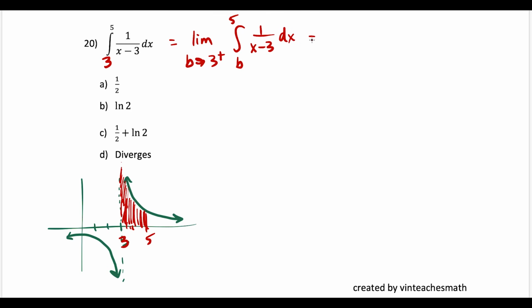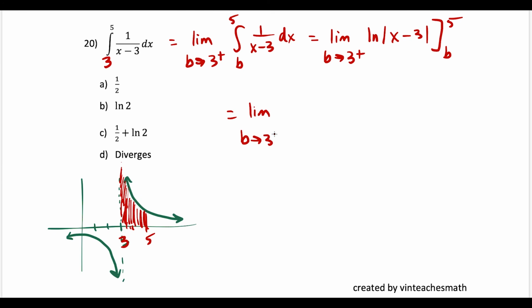So now I just have to know my antiderivatives. I've got the limit as b approaches 3 on the right side, and the antiderivative of this expression here is going to be natural log absolute value x minus 3, and I throw in my brackets here. I'm going from b to 5. And now I'm just using the fundamental theorem of calculus. So I'm going to plug in my upper and lower limits and subtract. I'm going to have natural log, and if I plug in 5 here, 5 minus 3 is 2, and the absolute value of 2 is 2, minus natural log absolute value of b minus 3, like this.